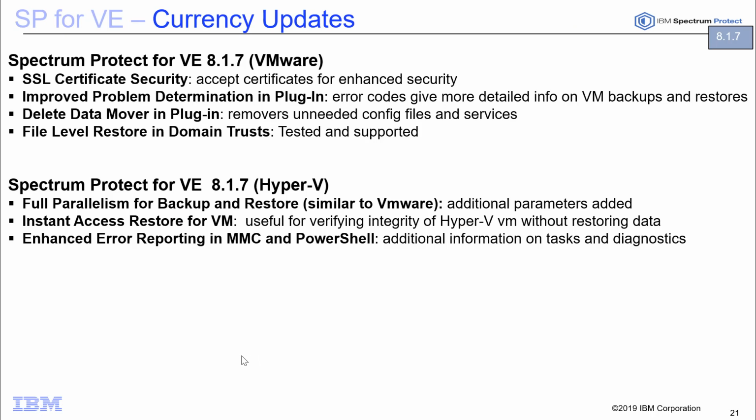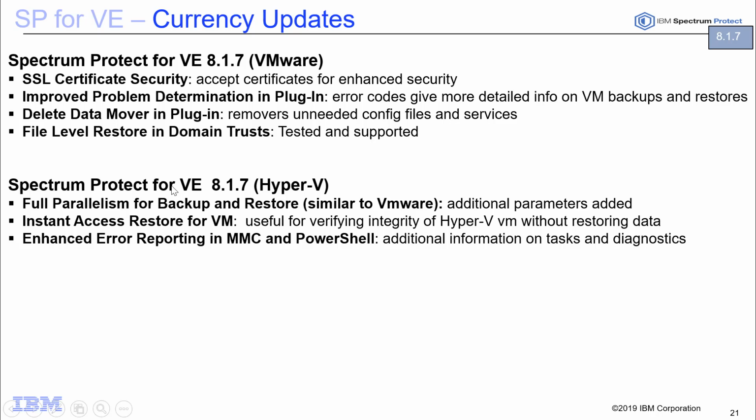For Spectrum Protect for VE, some of the currency updates there. For VMware images, the SSL certificate securities are now being accepted automatically for enhanced security. We now offer improved problem determination in the plugin, so you'll get better error codes that'll give you more detailed information on VM backup and restore problems. If you do delete a data mover plugin, it's going to remove all of the unneeded config files and services. And file level restores in domain trusts have been tested and are supported.